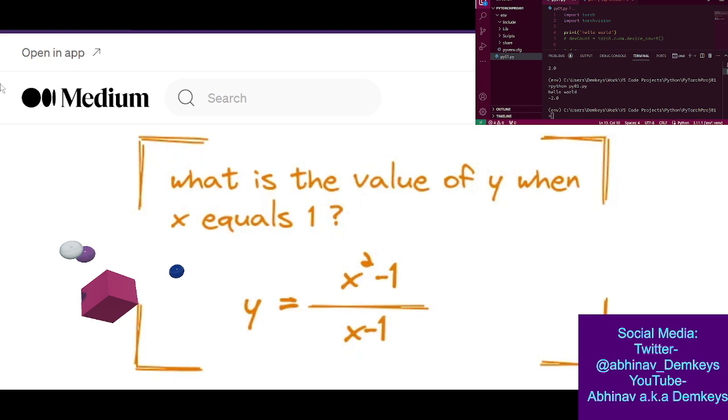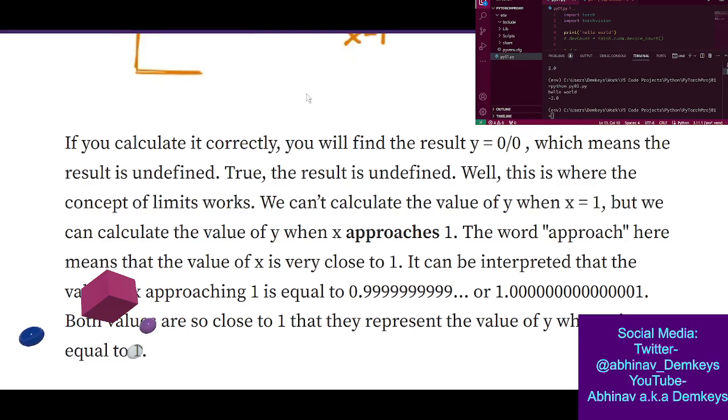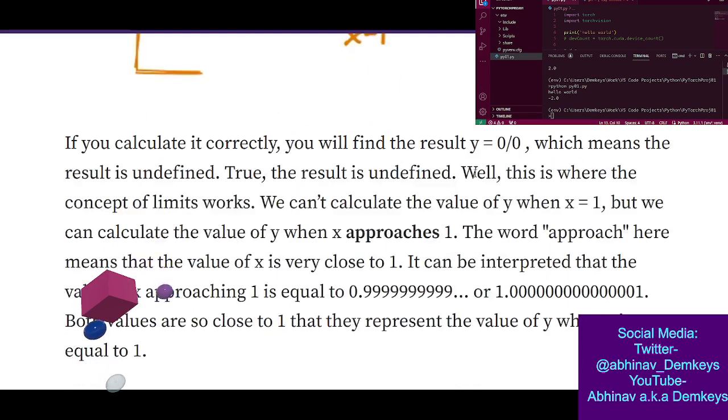And then you look at the denominator, it's again x minus 1, so 1 minus 1 is 0. That is why the result would be undefined, because you cannot find an answer to that. You cannot divide something by 0. I don't think the answer would even be 0. It's just undefined because you can't divide anything by 0. So if you try doing it, it's going to throw an error.